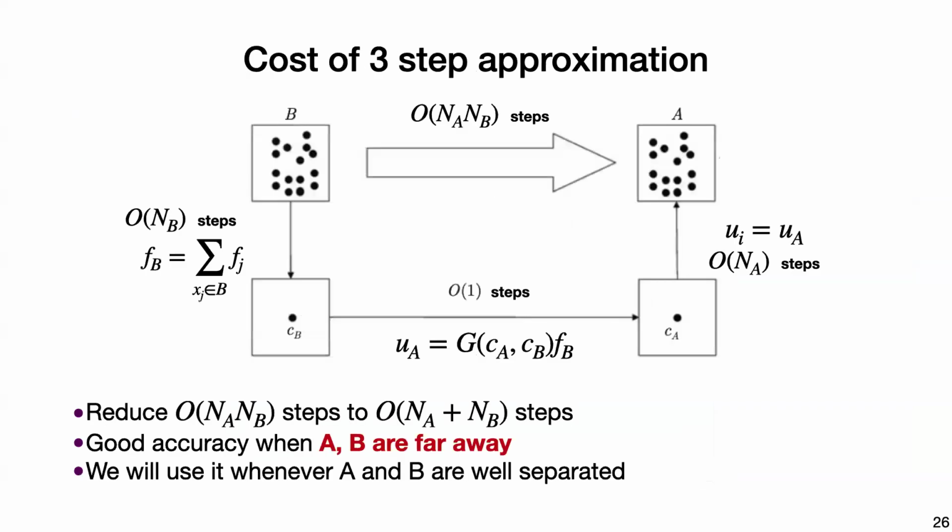So what is the cost of this? If A has n sub A points and B has n sub B points, originally it was going to take n sub A times n sub B operations to directly do the calculation. Now it's going to take n sub B plus n sub A operations to convert them into 1 point each, and then it takes just 1 step to actually do the effect calculation. So it takes order n to boil everything down into 1 point.